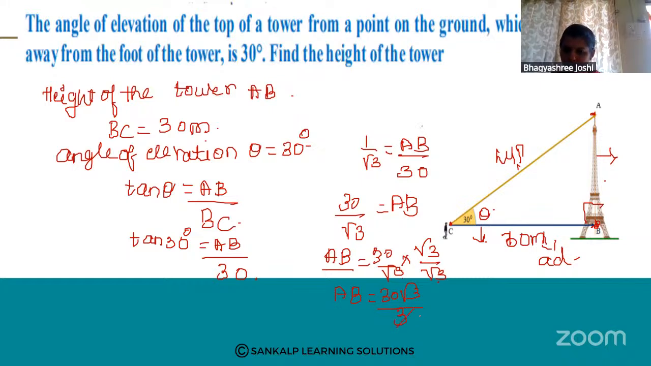Okay. Now 3 ones are 3, 3 tens are 30. That means AB value is 10 root 3. So AB value is 10 root 3. So this is the height of the building, that is 10 root 3. Height of the building AB, or height of the tower AB is equal to 10 root 3. Okay. So next question.